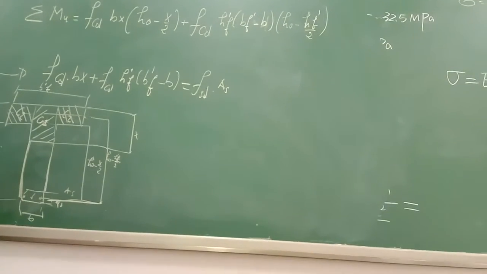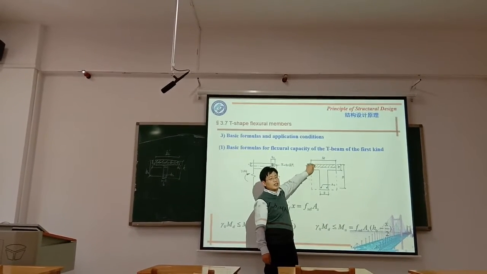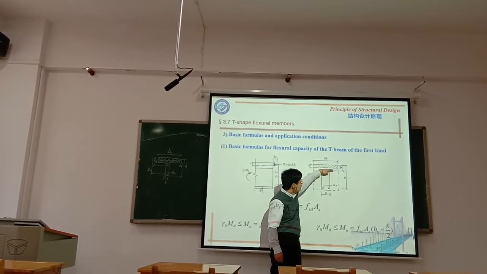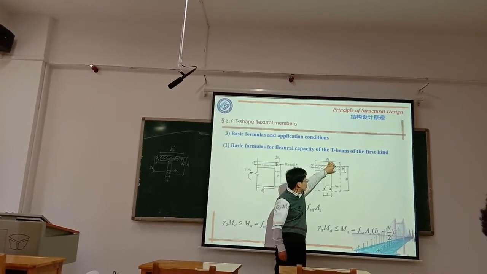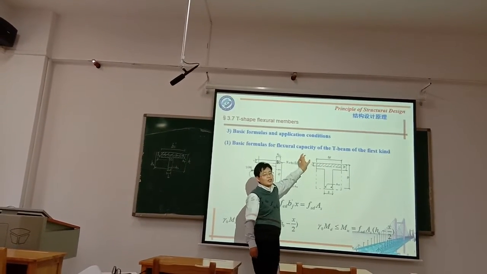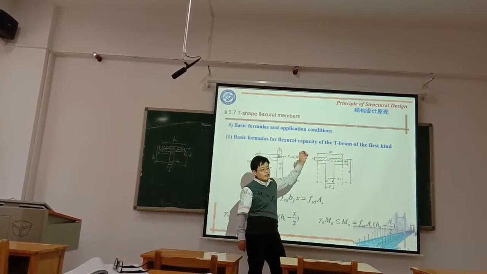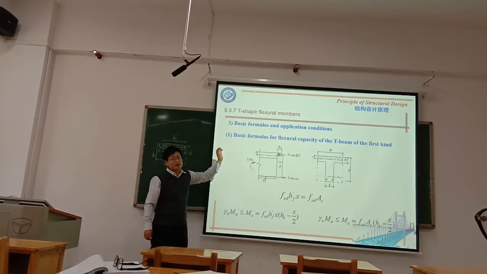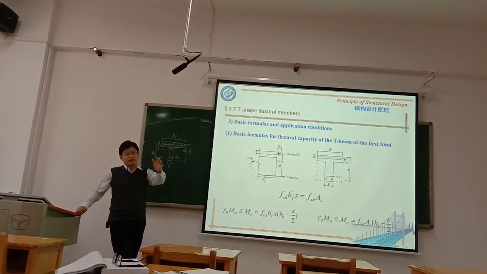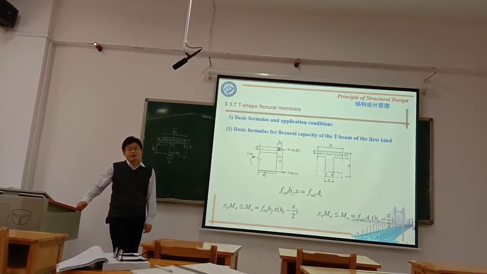We say if only part of the flange is bearing the compressive force, then it's type 1. Then the boundary condition is this: the total area of the flange is in compression. Once the total area of the flange is compressed, the moment is compared with the external load moment, whether it's larger than this or smaller than this.